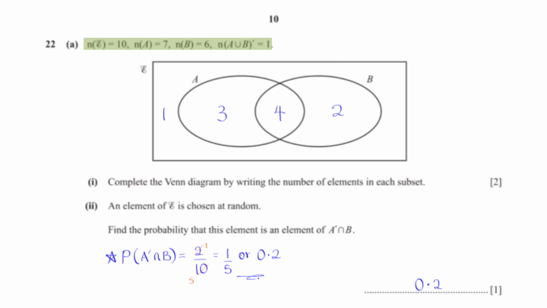An element of E is chosen at random. Find the probability that this element is an element of A complement intersection B. So the probability will be equal to the number of elements in A complement intersection B divided by the number of elements in the universal set. So the number of elements in A complement intersection B is equal to 2, and the number of elements in the universal set is equal to 10. And so we have 2 over 10. And when we simplify this further, we get 1 over 5 or 0.2.